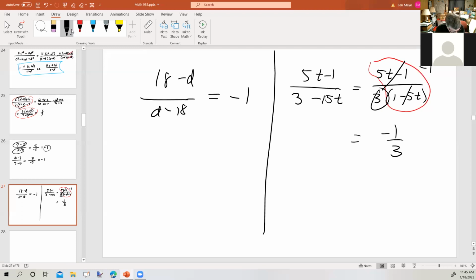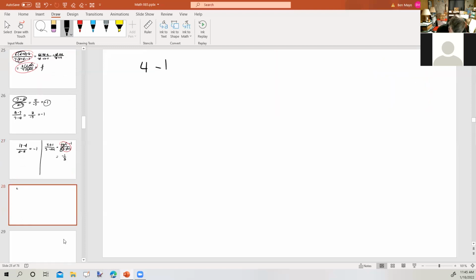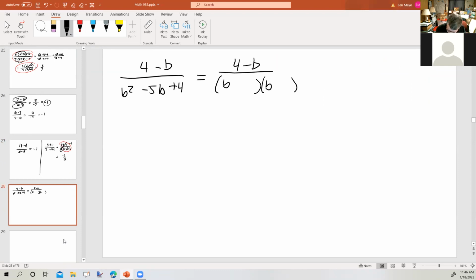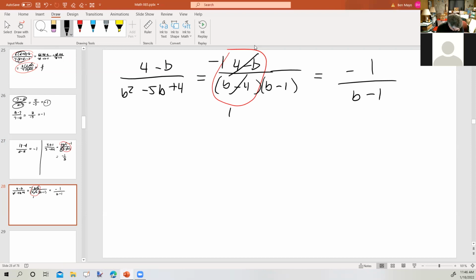Okay, let's see here. How about this one? 4 minus b over b squared minus 5b plus 4. That is 4 minus b over (b minus 4)(b minus 1). So here again, we have that special situation. That over that reduces to -1 over 1. So I've got -1 over the quantity b minus 1. Or you could write it negative the quantity b minus 1. Okay. Any questions there?